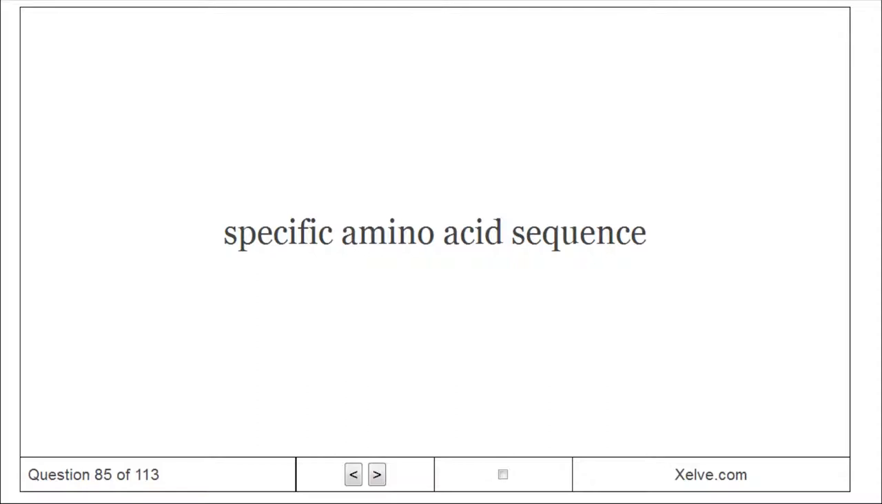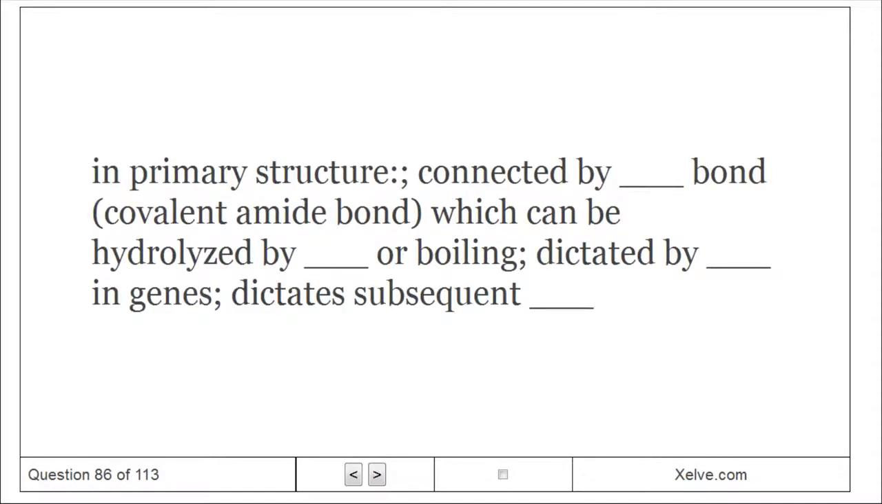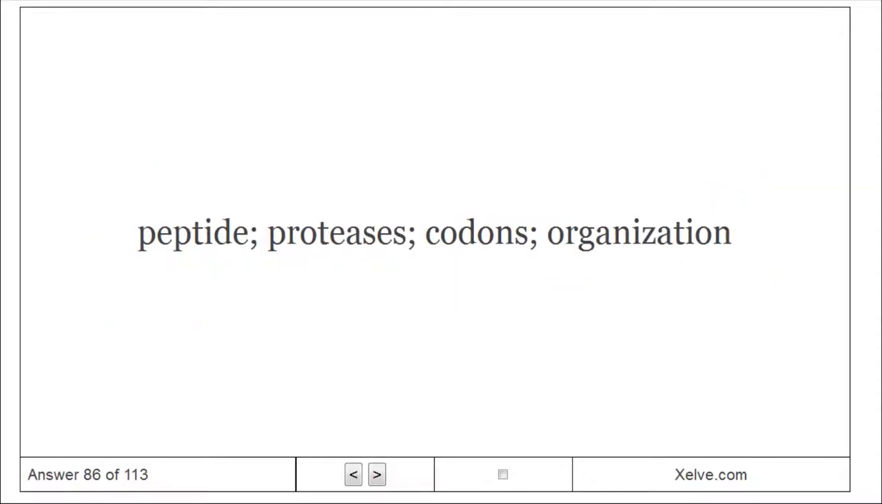Specific amino acid sequence: primary structure. In primary structure, amino acids are connected by a covalent amide bond, which can be hydrolyzed by proteases or boiling. The sequence is dictated by codons in genes, which dictate the subsequent peptide organization.